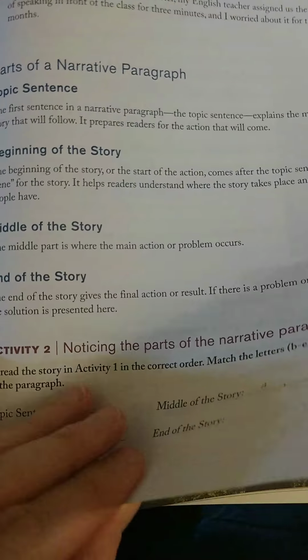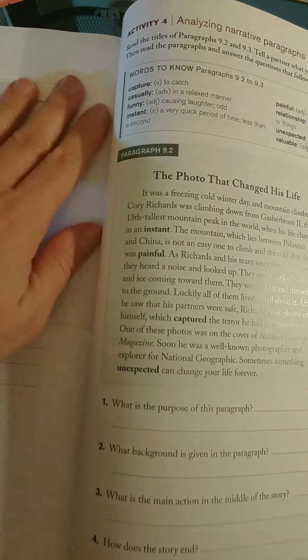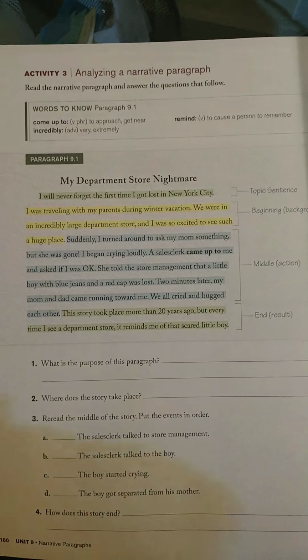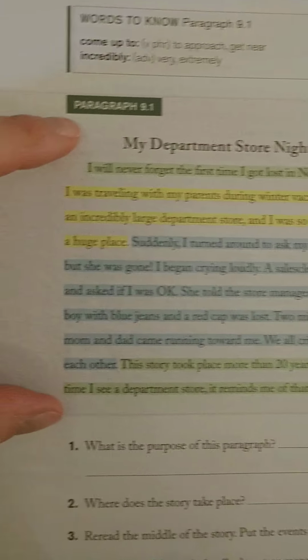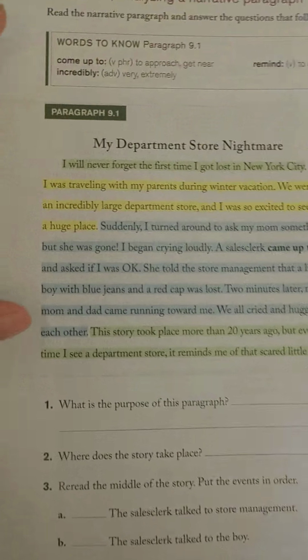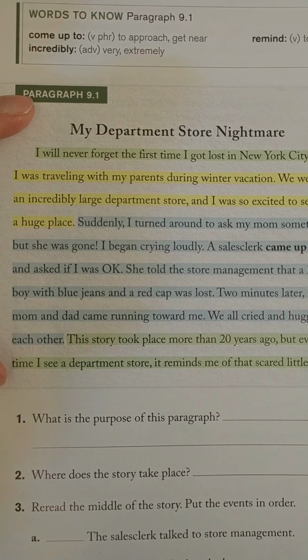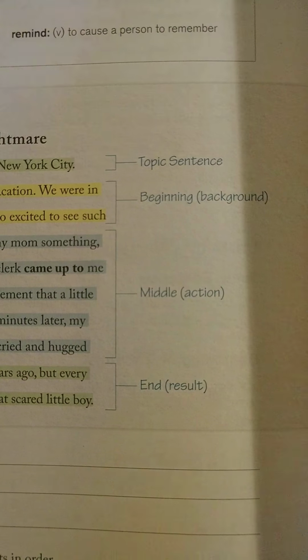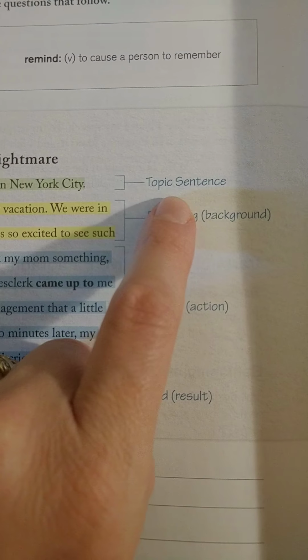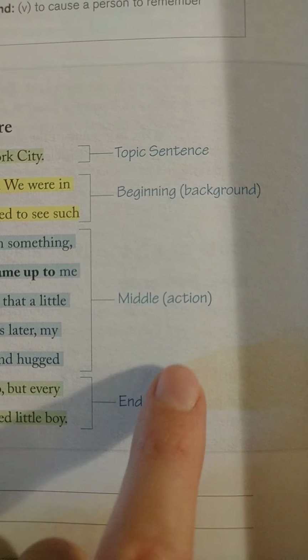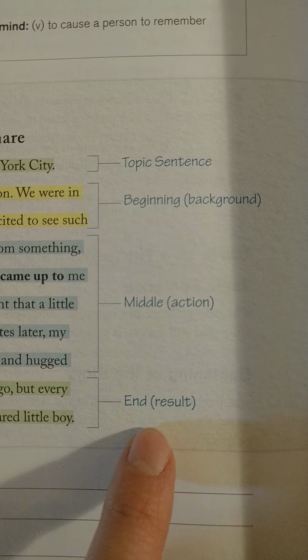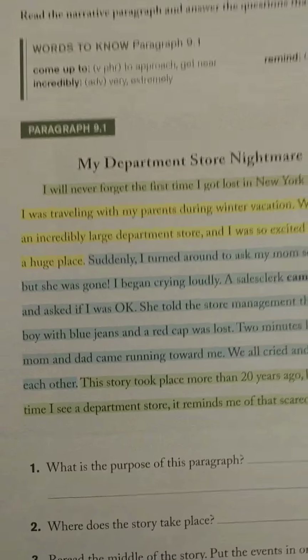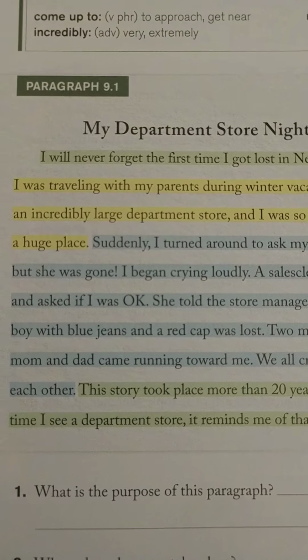Here we have an example narrative essay or paragraph in this book. I wish I could have you do this, but I cannot, because there's the paragraph here and then questions, but we will just look at the paragraph. It's called "My Department Store Nightmare." As you can see here, the book analyzed the topic sentence, the beginning, the middle, and the end. I'll read it for you because you probably can't see it very well.